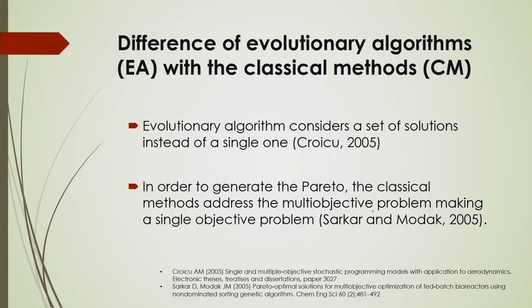Now, there is another method called classical methods. These classical methods address the multi-objective problem by making it a single objective problem. So, many multi-objective problems are made into single objective problems, and the main objective is to generate a Pareto optimal. Evolutionary algorithms consider a set of solutions instead of a single one, whereas the classical methods take the multi-objective problem and make it a single objective problem.